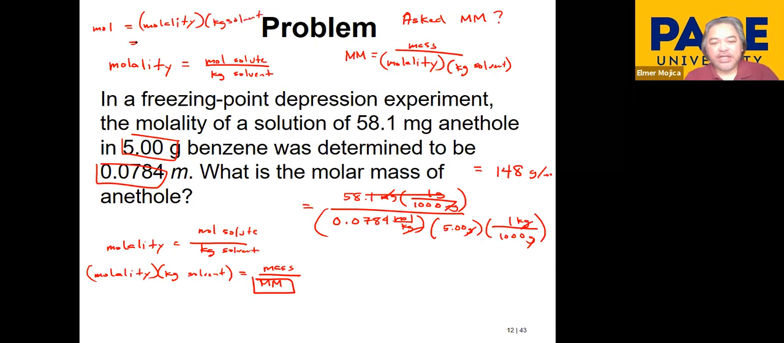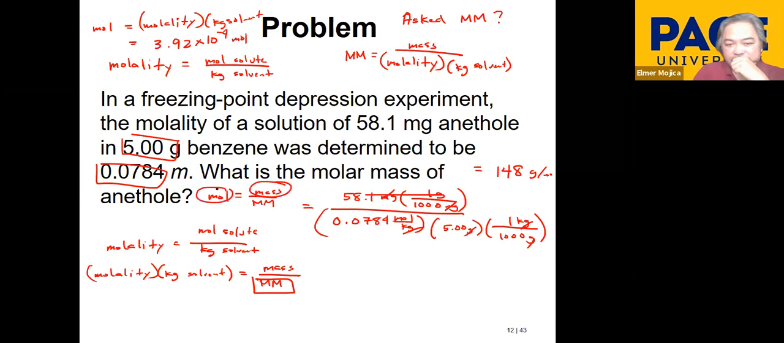So if we do that, what's the value that we have? 5, again you divide it by 1,000 because you need to make it into a kilogram, times 0.0784. So that will give you around 3.92 times 10 to the negative 4 moles. So now you have the moles. Moles, when you break it down, equals mass over molar mass. You have the mass, you have the moles, so you leave the molar mass on one side.